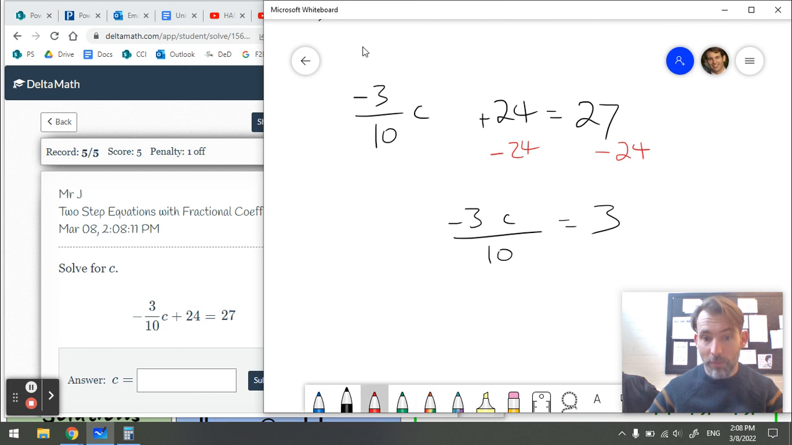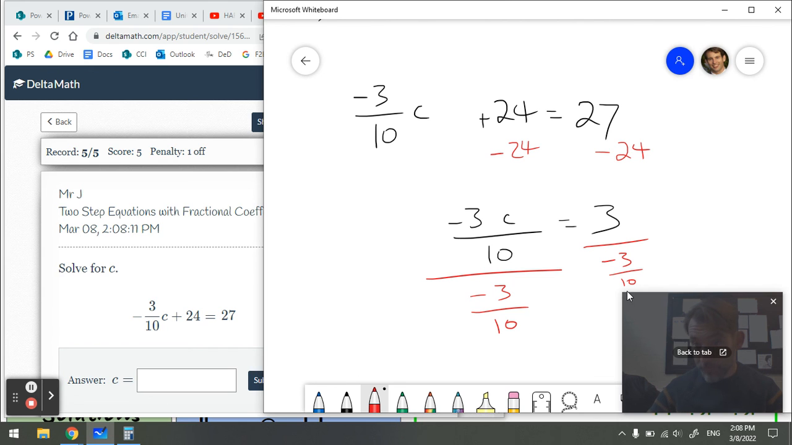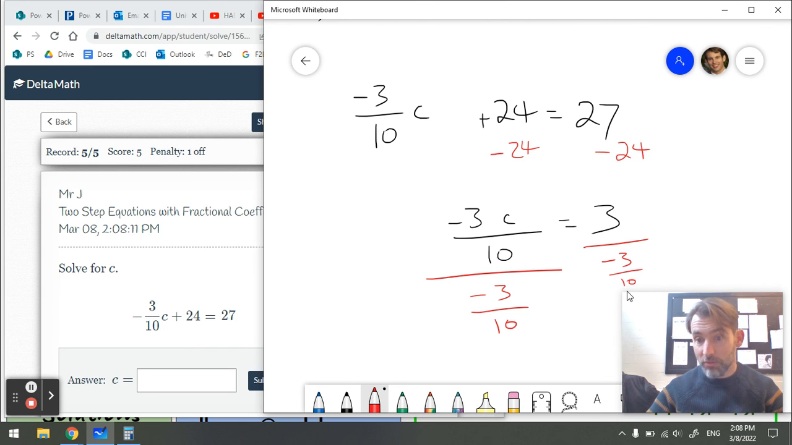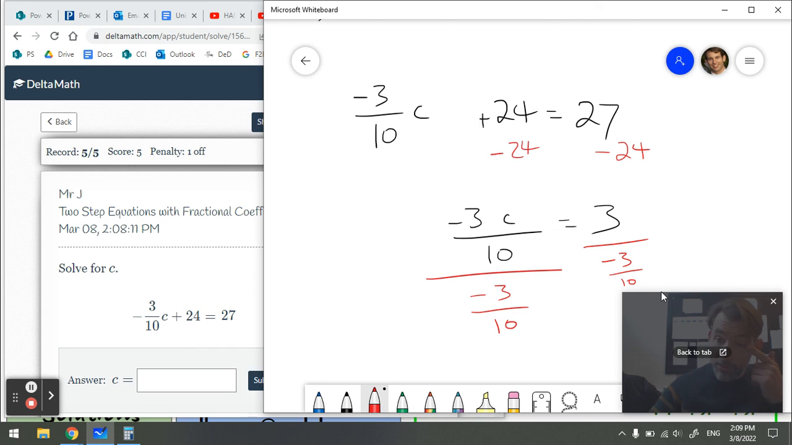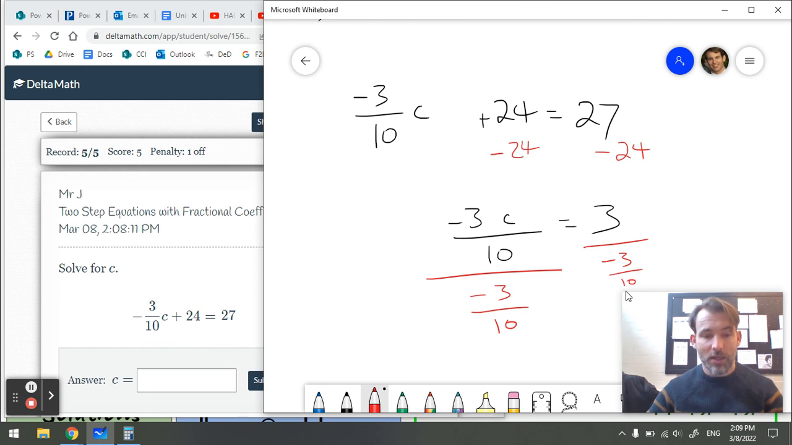How do I know? Well, I could divide by negative 3 over 10. And I would divide both sides. And then I would flip this and multiply. Okay, so the 10 would be on top and the negative 3 would be on the bottom. The 3's would cancel, and I'd be left with negative 10. That is C.